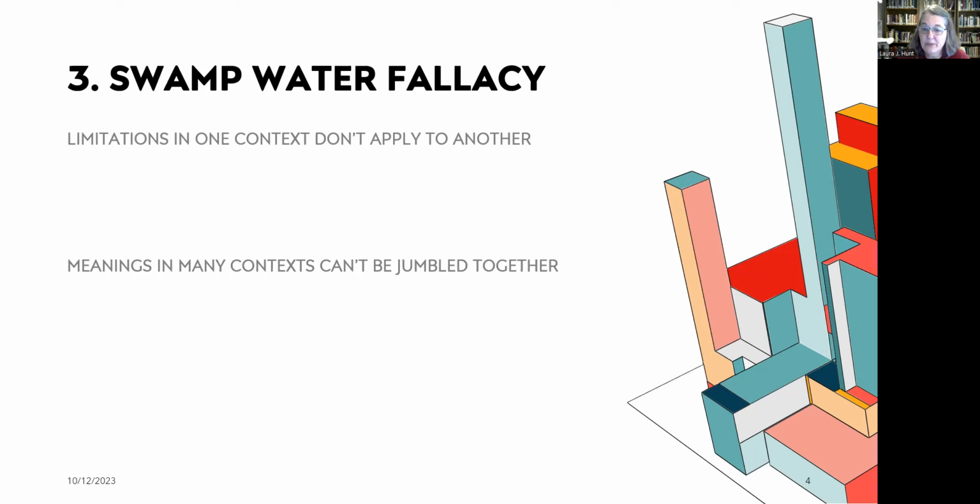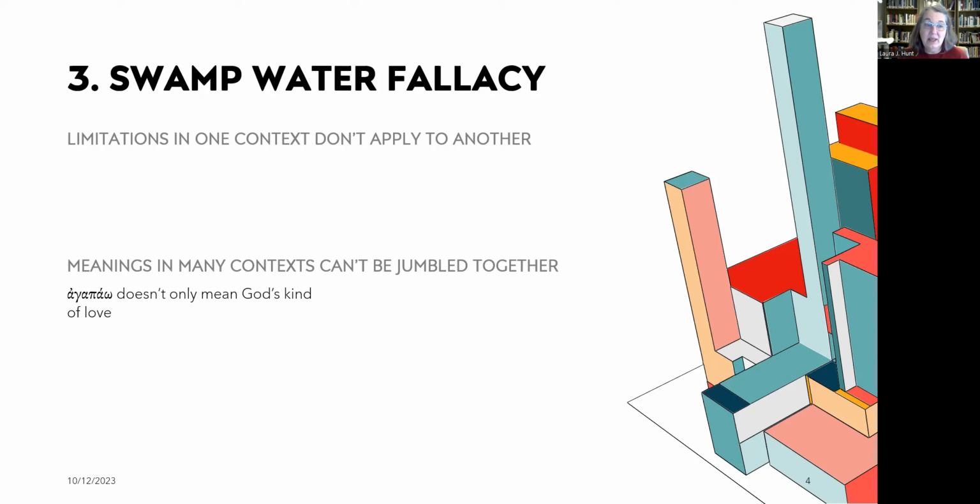Another way that the swamp water fallacy shows up is that meanings in many contexts can't be jumbled together. So you might know the word agape. In Greek, the verb form is agapao. And agapao sometimes means God's kind of love. So Ephesians 5:2 and Luke 6:35 talk about either God's self-giving love or human beings who are supposed to imitate God's self-giving love. But Luke 11:43 says that the Pharisees agapao. And 2 Peter 2:15 says that Balaam agapao gain from wrongdoing.